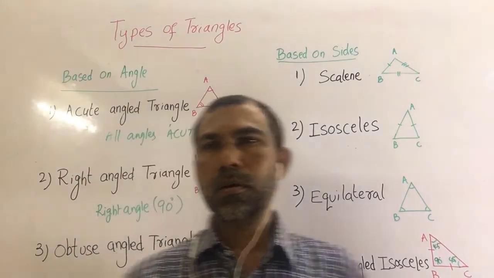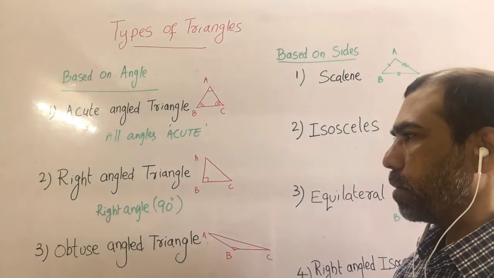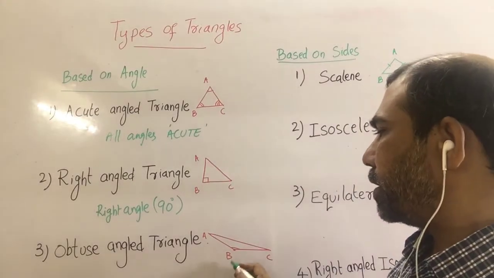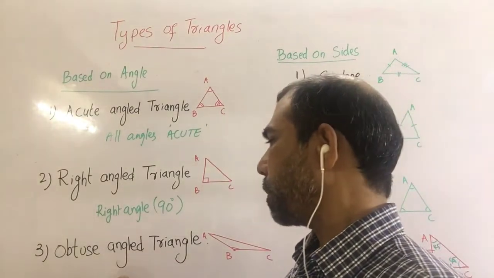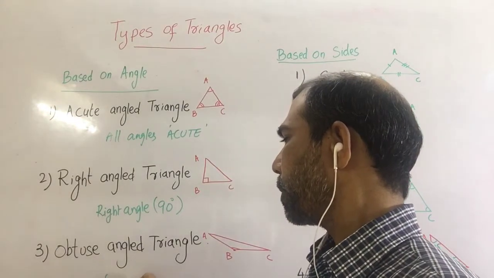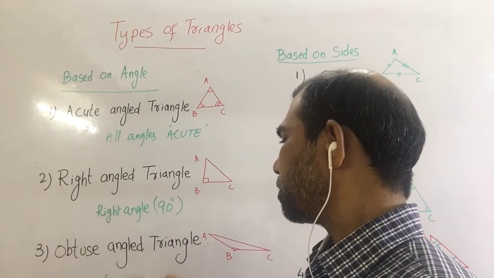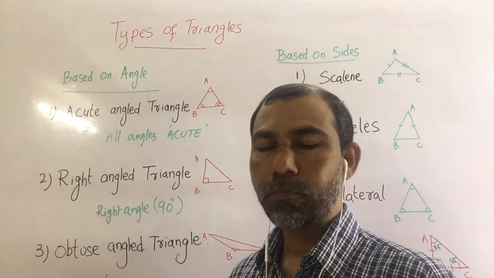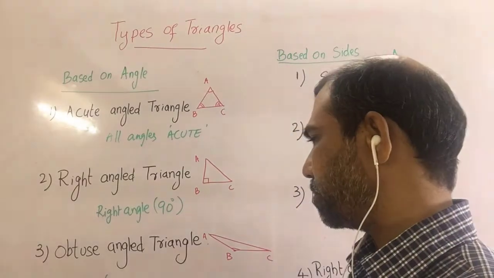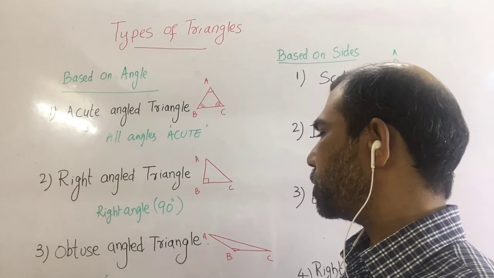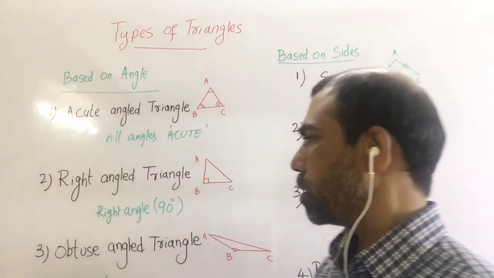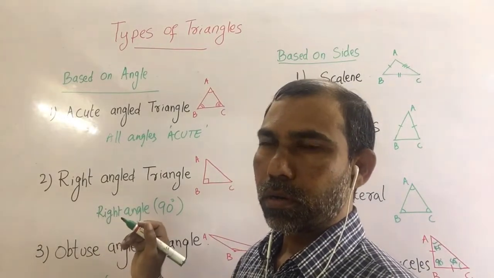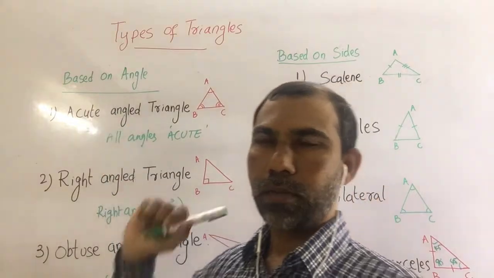And for the obtuse angle triangle, as usual you can say if a triangle contains one obtuse angle, that means more than 90 degrees, less than 180 degrees, it will be an obtuse angle triangle. So these are the different types of triangles based on the angles.